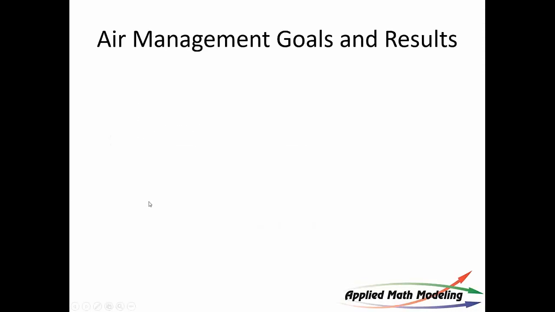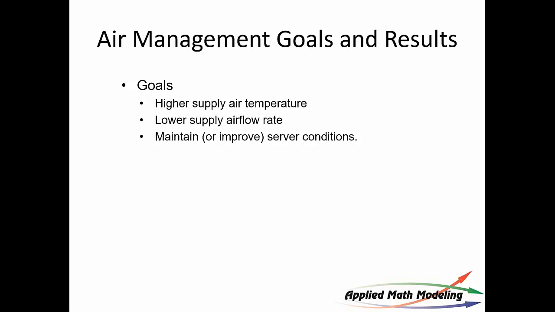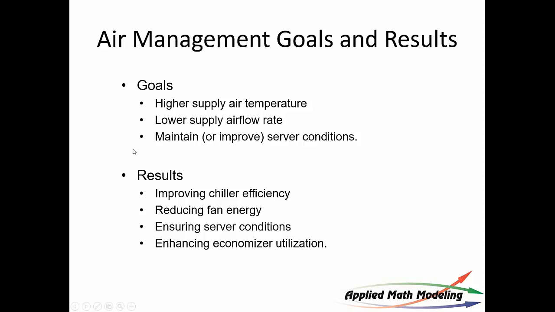So the air management goal is to always give the highest supply air temp you possibly can and the lowest airflow rate that is possible and still satisfy the needs of the servers. You want to make sure that this is sufficient, that it's low enough but sufficient, and that gives better chiller efficiency, reduced fan energy, makes the servers happy, and enhances economization. If economizers are being used, it will enhance economizers.